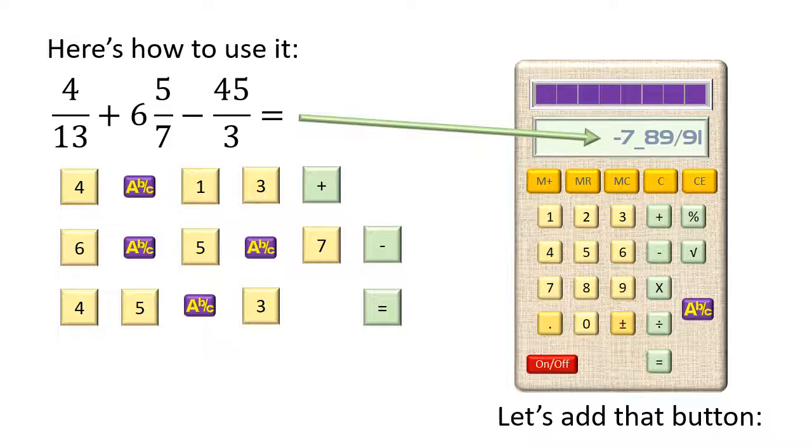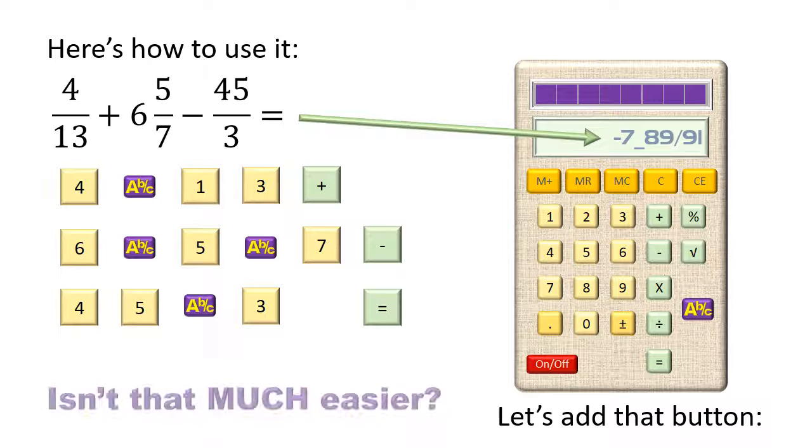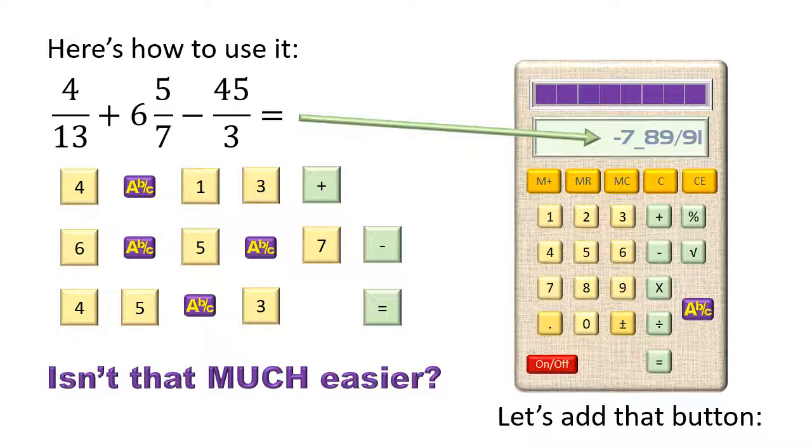We get negative 7 with a separator symbol, 89/91. So it does all of that work that we did in the previous couple of slides, and it does it in one very quick step. Isn't that much easier?